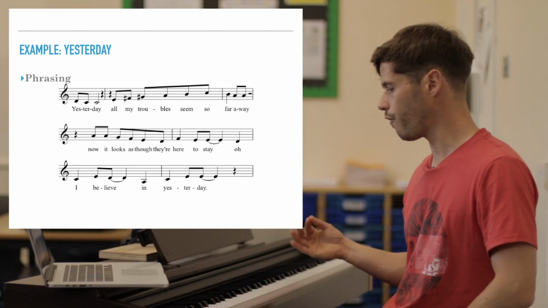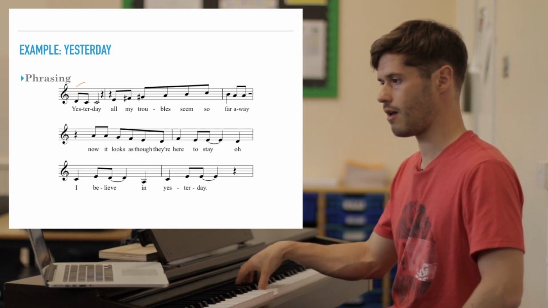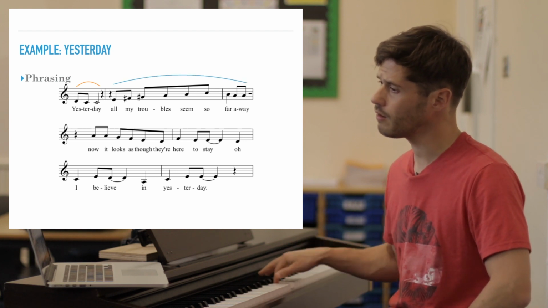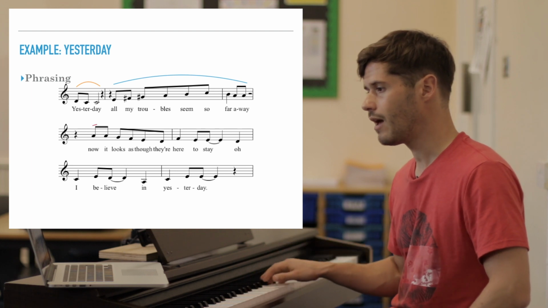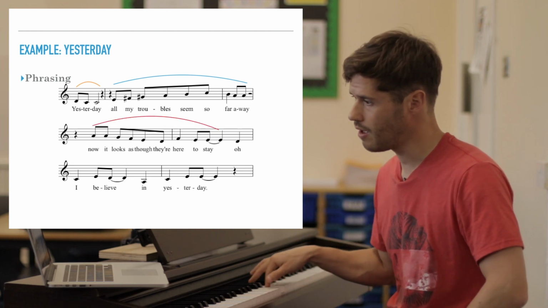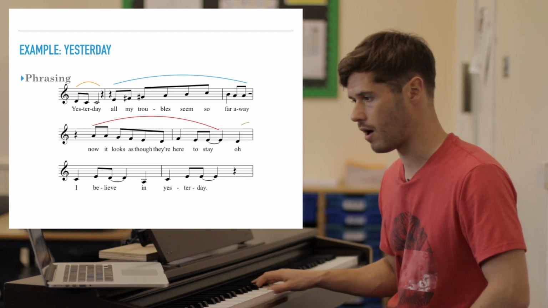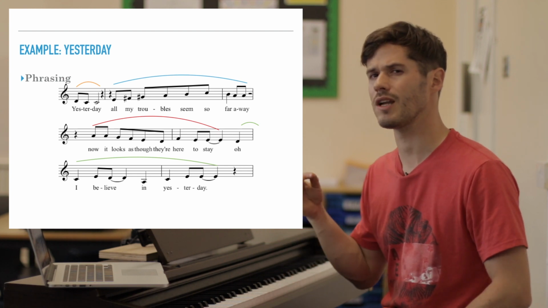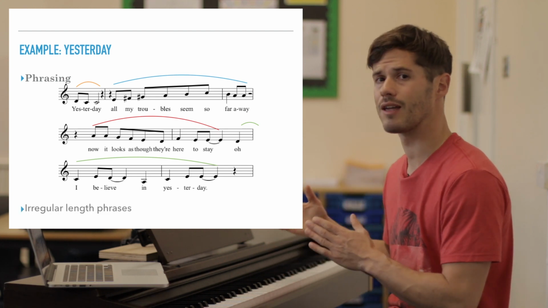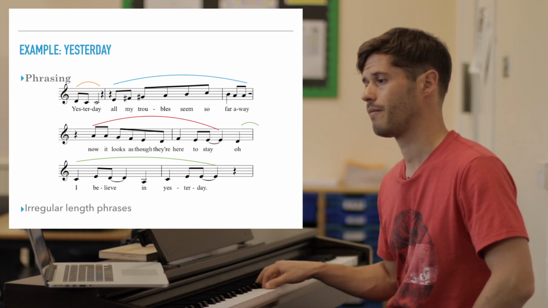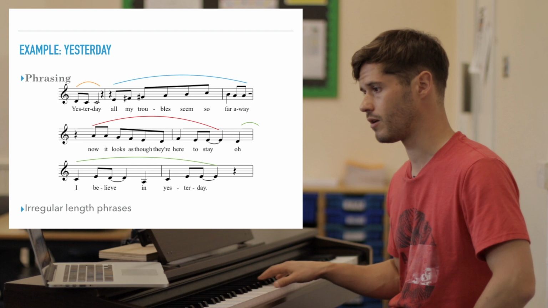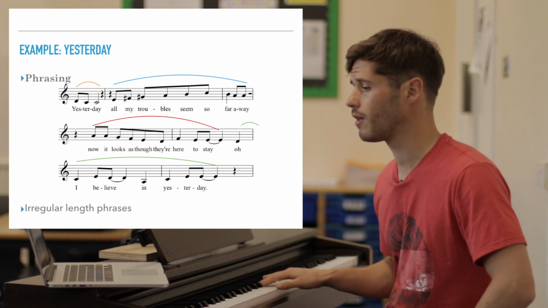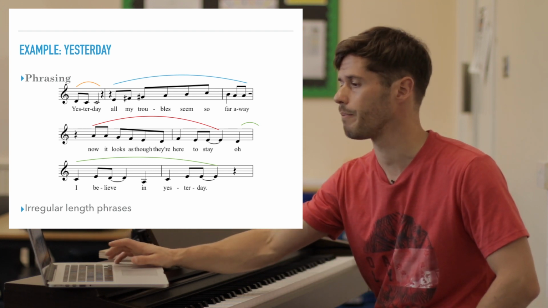So phrasing, we've got 4 phrases. It starts yesterday, that's the first phrase, then a breath. All my troubles seem so far away, that's the second phrase. The third phrase is now it looks as though we're here to stay. And then the fourth phrase, oh, I believe in yesterday. So we've got 4 phrases, but what's unusual about this is their irregular lengths. The first phrase is just 1 bar, and then the second phrase is 2 bars, and the remaining phrases are all 2 bars. So it's a little unusual there. Okay, so that's something to point out.